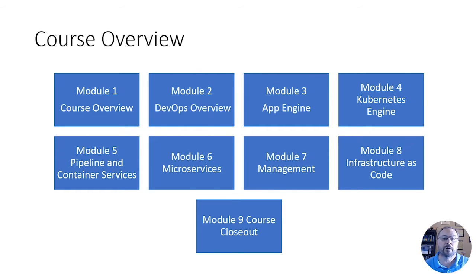Module 6, we're going to talk about microservice deployments. Now, when it comes to microservices, basically we're running snippets of code, little applications, is another way we can look at it. This will be services such as Cloud Functions and Cloud Run. Module 7 is going to be mainly Stackdriver and other facets about managing our deployments. Module 8 will be focused on infrastructure as code, mainly Deployment Manager. And then Module 9 will be the course closeout.